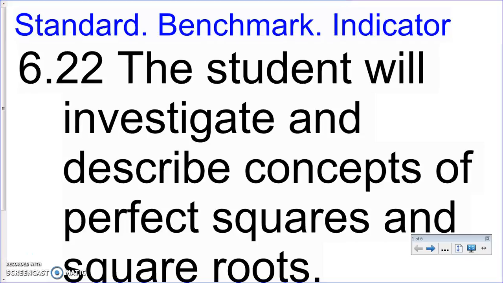Today we are learning about square roots. Please copy the standard Venn-trig indicator on a clean page in your math notebook. The student will investigate and describe concepts of perfect squares and square roots.